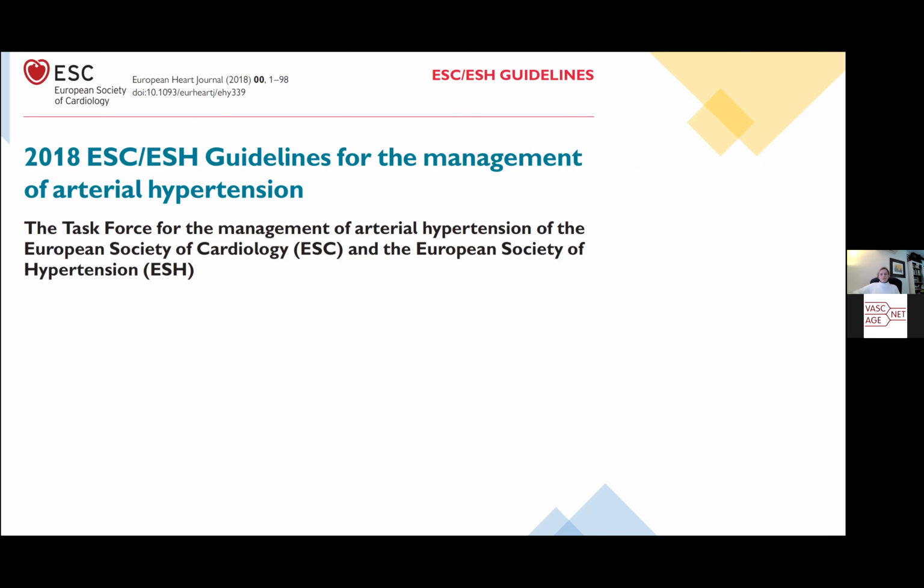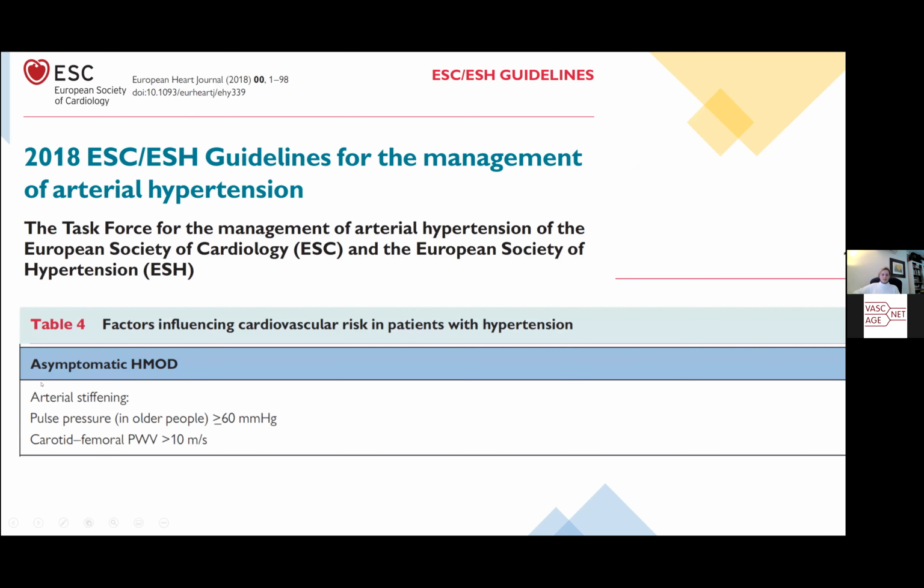So if we focus on the European guidelines, I think the European guidelines were really important in terms of getting vascular aging more to the front and center, at least for people to become more aware of the importance, in the fact that it was listed as a measure of asymptomatic hypertension-mediated organ damage. And they listed arterial stiffening and only two measurements.